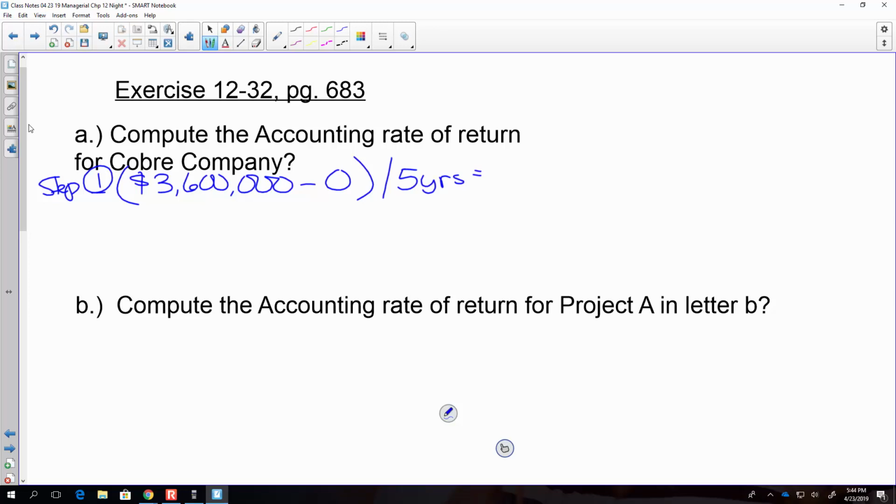So if I take 3.6 million and divide it by 5, I get 720,000. And that is the annual depreciation, 720,000. Depreciation expense. Is depreciation expense a cash expense? No, it's a non-cash expense. But remember, we have to use it for the accounting rate of return, right? To come up with that income number.